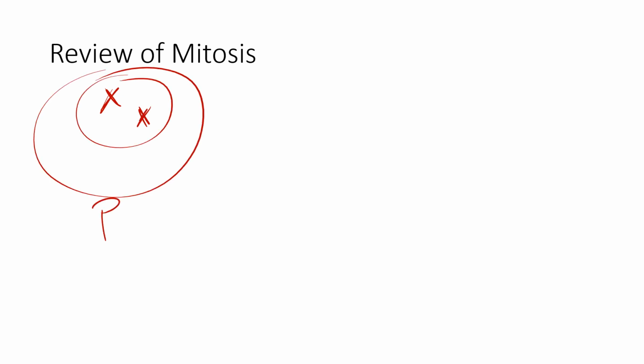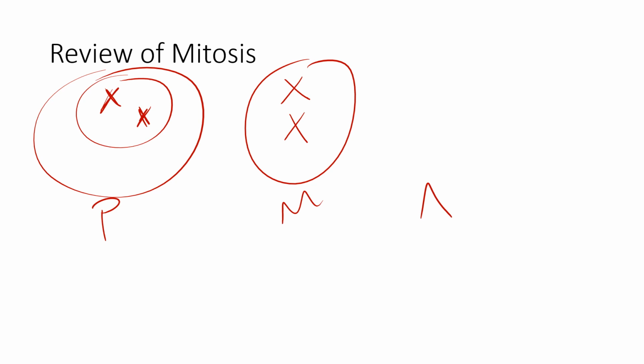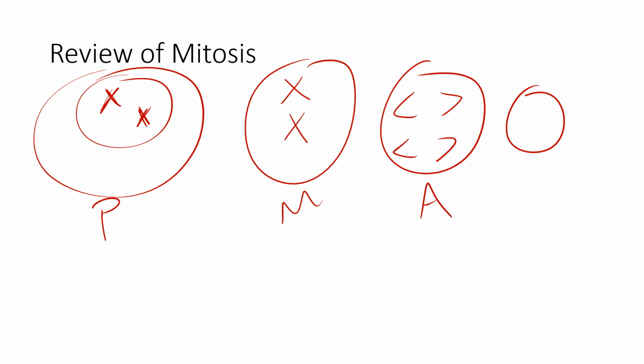During metaphase, those chromosomes line up to divide. During anaphase, the chromosomes start to split off to the two sides. And then during telophase, 2 new nuclei are formed, each with the individual chromosomes. All right? So that is our PMAT here.